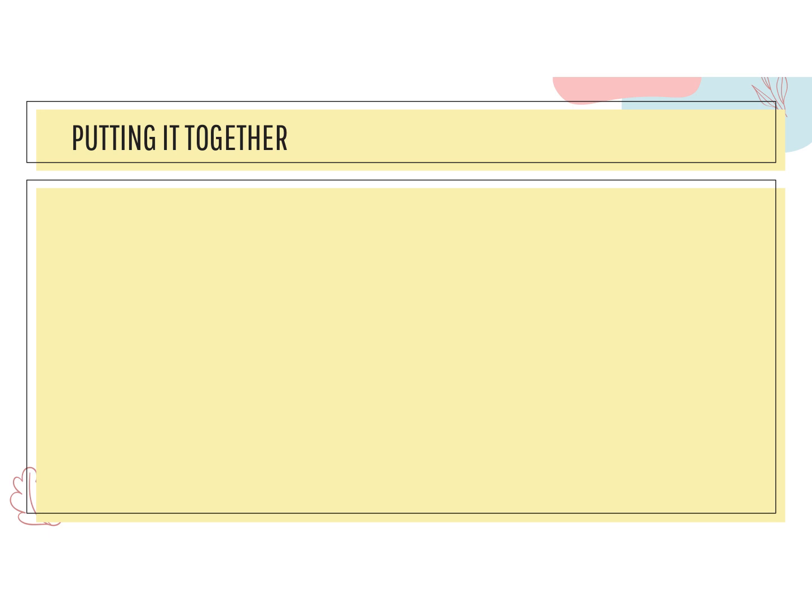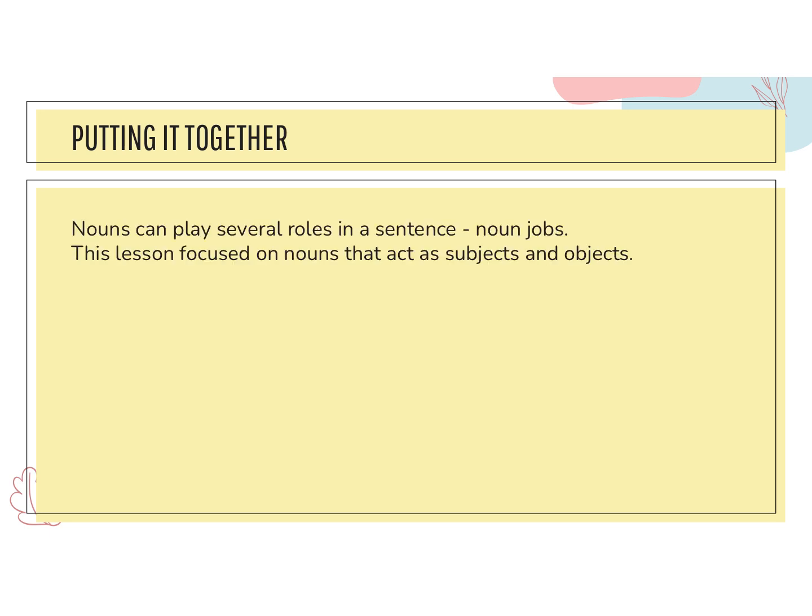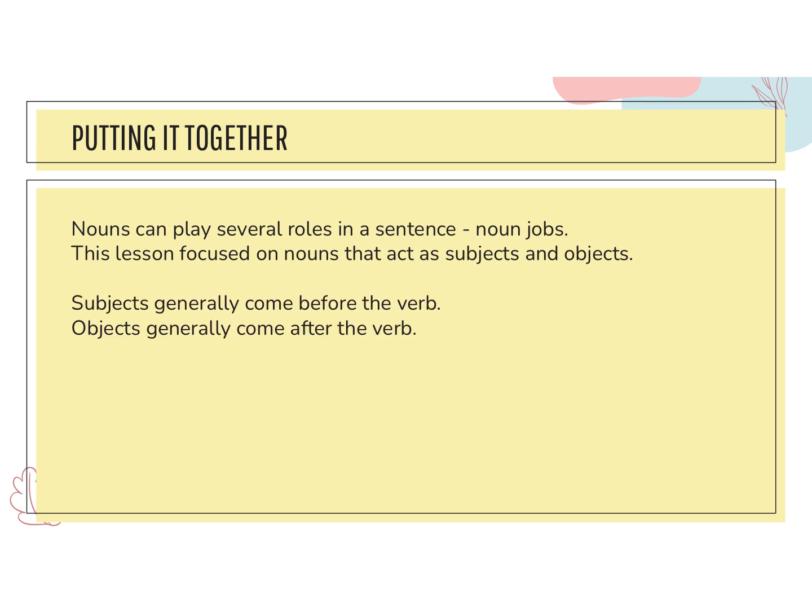Let's review. Nouns can play several roles in a sentence. We'll call these roles noun jobs. This lesson focuses on nouns that act like subjects and nouns that act like objects. Subjects generally come before the verb in a sentence, but not always. And objects generally come after the verb in a sentence, but not always.